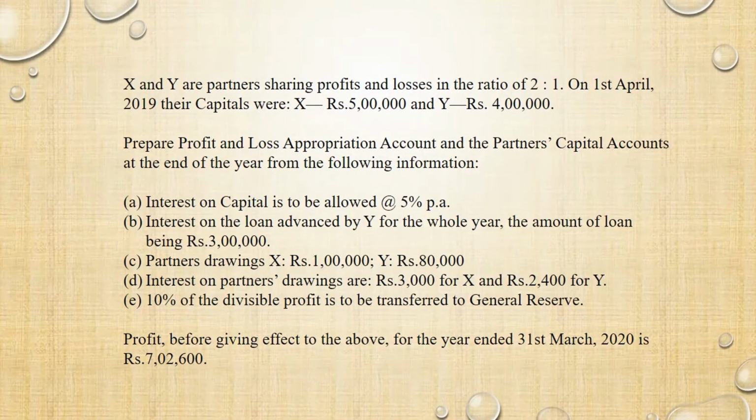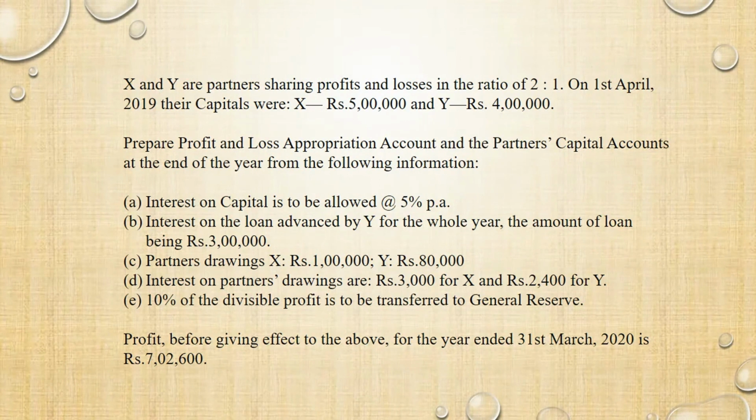So this is the question. X and Y are partners sharing profits and losses in the ratio of 2:1. On 1st April 2019, their capitals were X rupees 5 lakh and Y rupees 4 lakh. Prepare the profit and loss appropriation account and the partners' capital accounts at the end of the year from the following information. Interest on capital is to be allowed at 5% per annum. Interest on the loan advanced by Y for the whole year, the amount of loan being rupees 3 lakh.